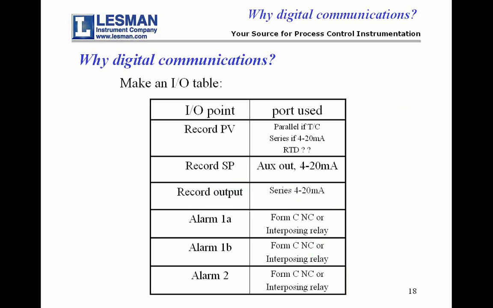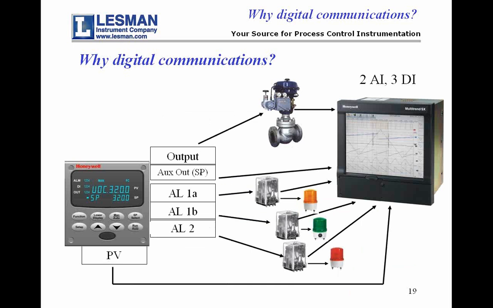So when I go to do this, I make up my little table, and I say, these are my points. Here's how I'm going to get them out. And when I go to wire it, this is essentially what it looks like. I'm going to take my 4 to 20 output, run it to the valve. I'm going to assume that I can series it over to the recorder. I have to add a card to the controller to get an auxiliary output in order to get my set point into the controller. And for the alarms, I have to send them to a relay because I've actually got 2 outputs. One's going to go to the recorder, one is going to go to the light.